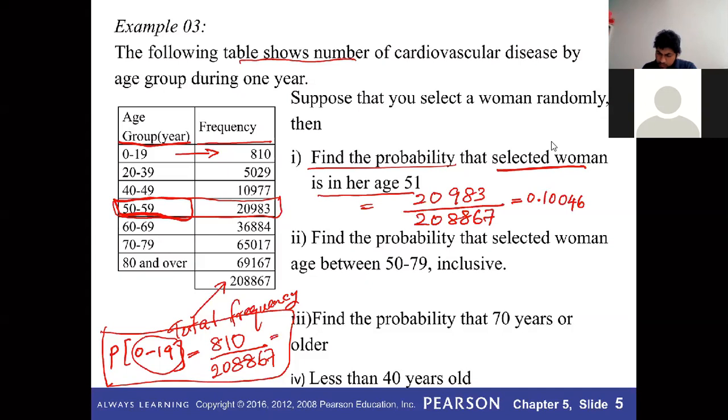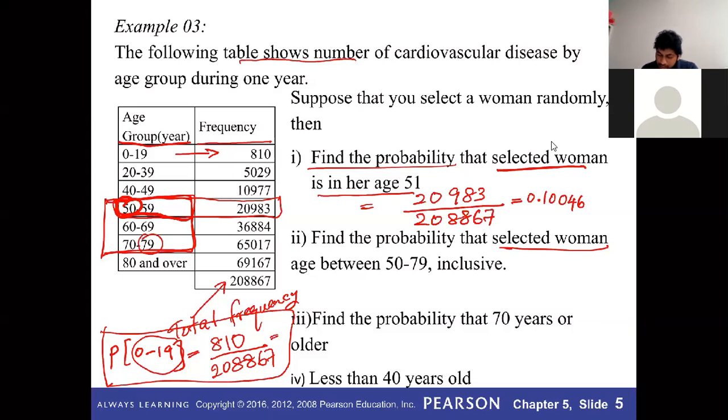This is the last one I'm going to do in this example 3. Find the probability that the selected woman is aged between 50 and 79. So what are the groups that belong to 50 and 79? See this part, 50 and 79. Okay, so you have to get the frequencies which belong to these age groups, then divide by total frequency.